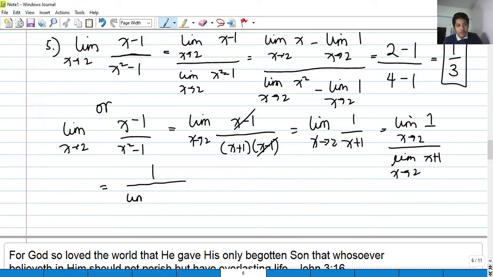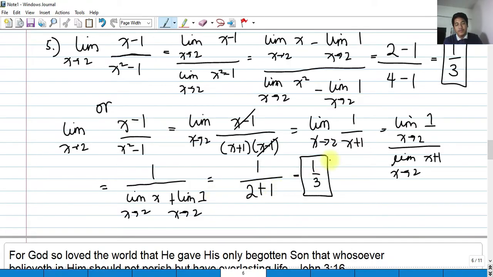So we have the limit of x as x approaches 2 plus the limit of a constant 1 as x approaches 2. By property 2, the limit of x as x approaches 2 is equal to 2. The limit of a constant as x approaches 2 is simply the constant itself, which is 1. So we have the same answer. I hope that's clear with you.